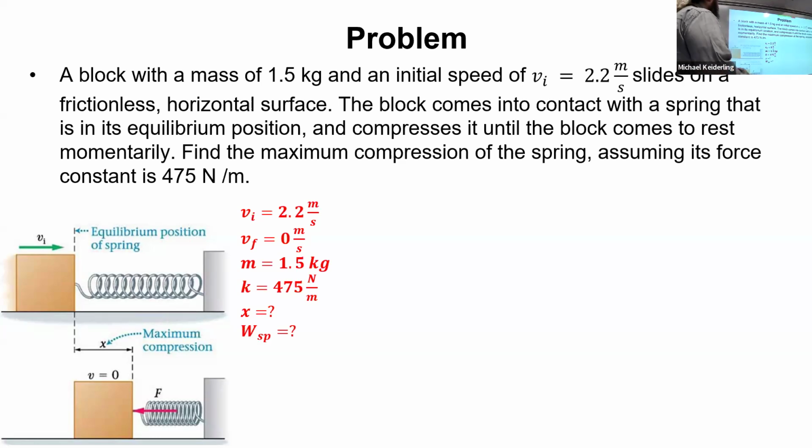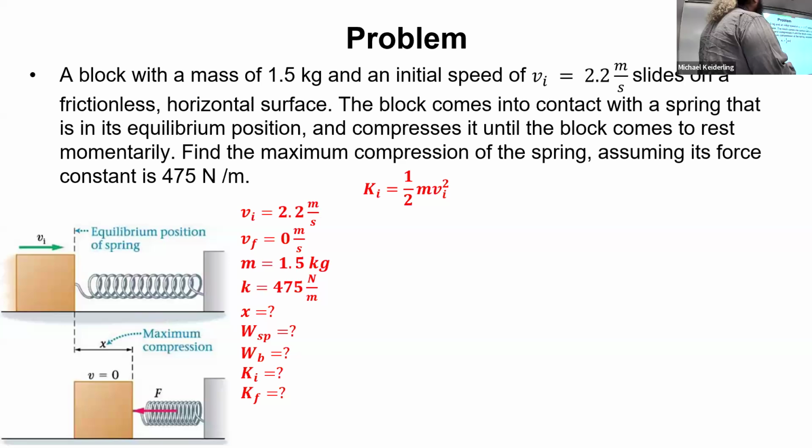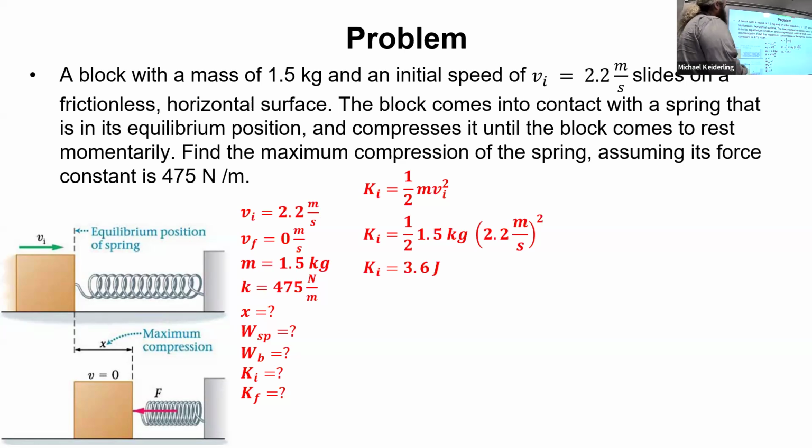So we need to know the work done by the spring, the work done by the block, the kinetic energy initial, the kinetic energy final. The initial kinetic energy is 1/2 mass times velocity initial squared. So 1/2 times 1.5 kilograms times 2.2 meters per second squared, so 3.6 joules. Final kinetic energy is 0.